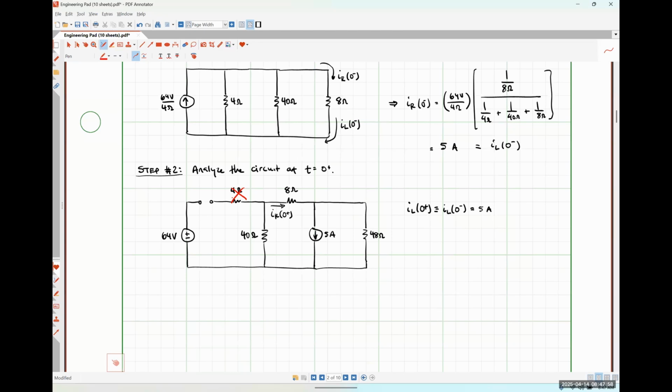Right? So if we wanted to more formally do current division here, we certainly can. IR at 0 plus is going to look like 5 amps times 1 over 40 plus 8 over 1 over 40 plus 8 plus 1 over 48. But that is literally just going to come out to be 1/2. So I'm going to call this 2.5 amps. Any questions, comments, or concerns about the analysis we did here in step number 2?